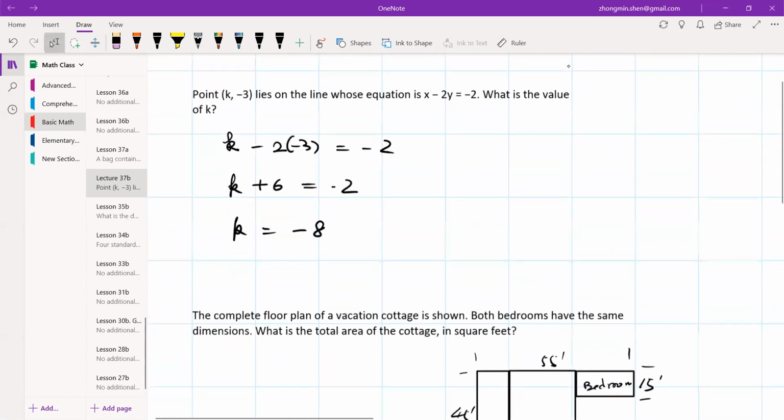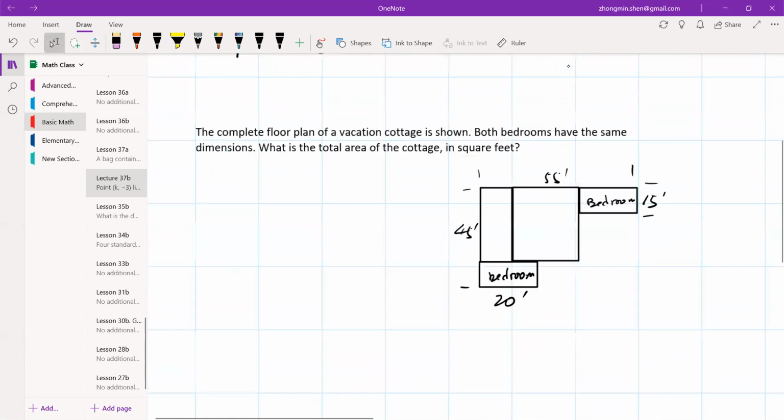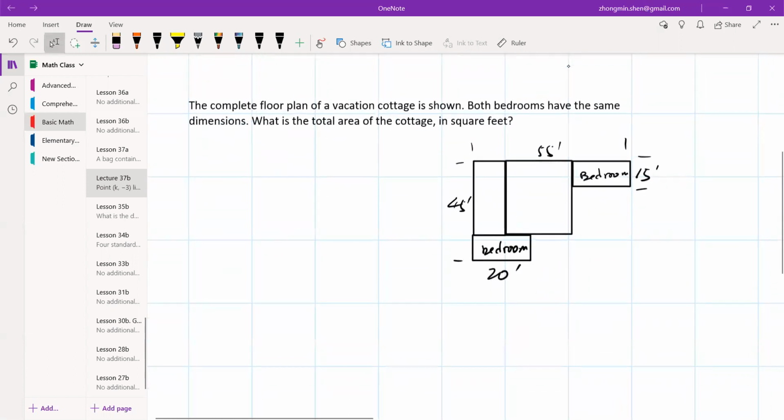All right, so the next one is a geometry problem. Okay, let's look at this picture. It says that the two bedrooms have the same dimensions, not same area. Same dimensions. Take a look at that, okay? And you have to find the total area of the cottage in square feet. So you have to add them together one by one. Now, what is the area of the bedroom? The area of the bedroom, you have the length and the width already, right?